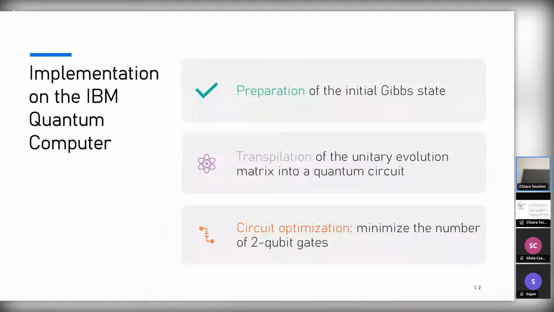Then I implemented this protocol on an IBM quantum computer. So the first step was to prepare the initial state in a Gibbs state, then transpile the unitary evolution into a quantum circuit, and then optimize this circuit in order to minimize the number of 2-qubit gates, that are the ones more prone to noise.